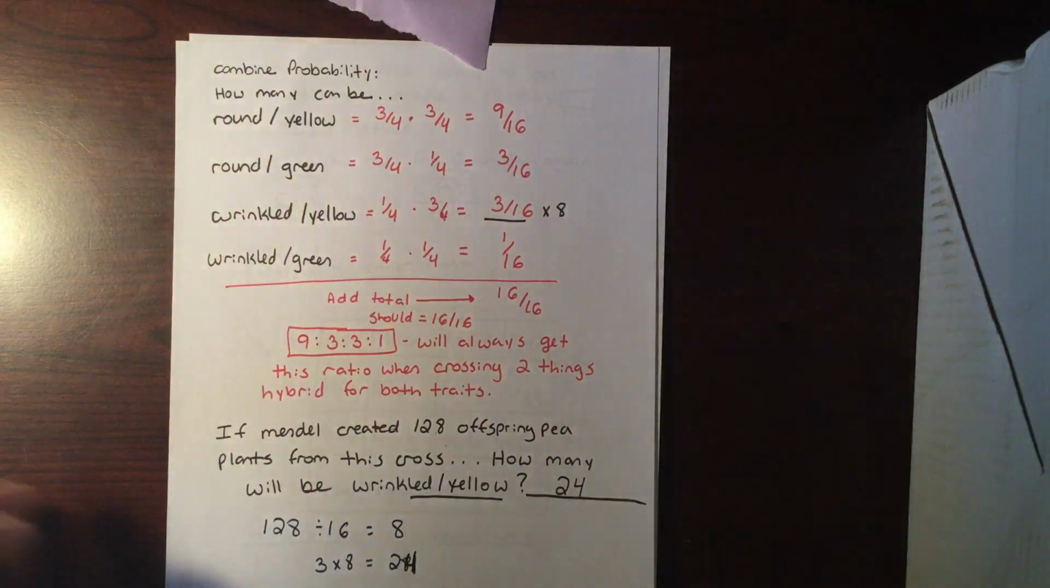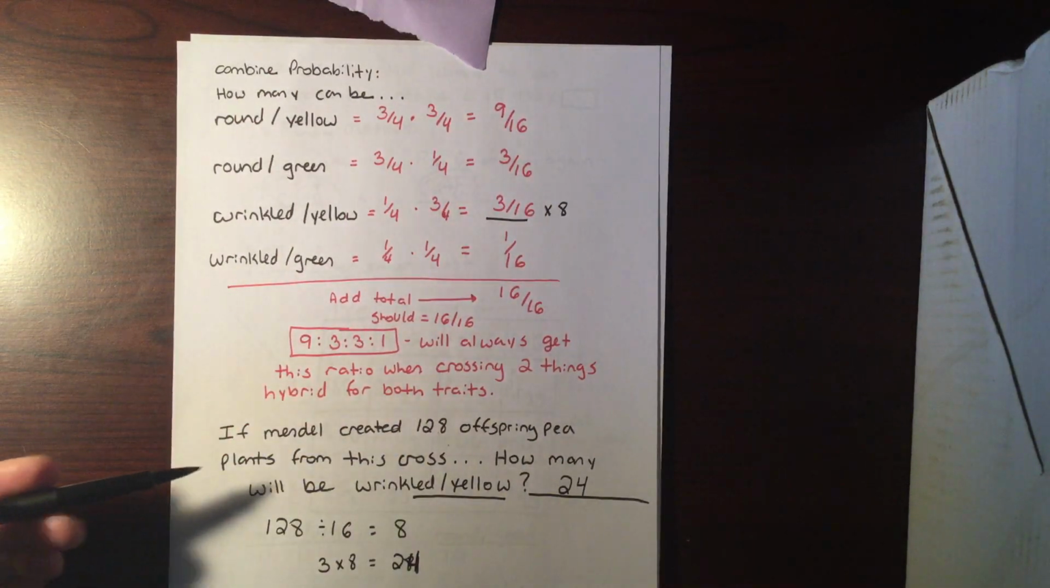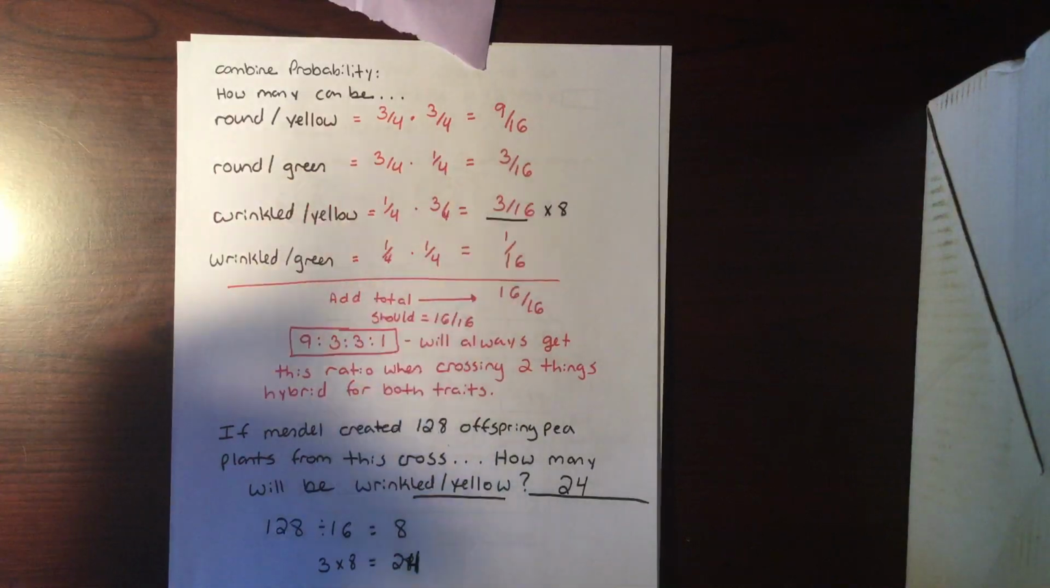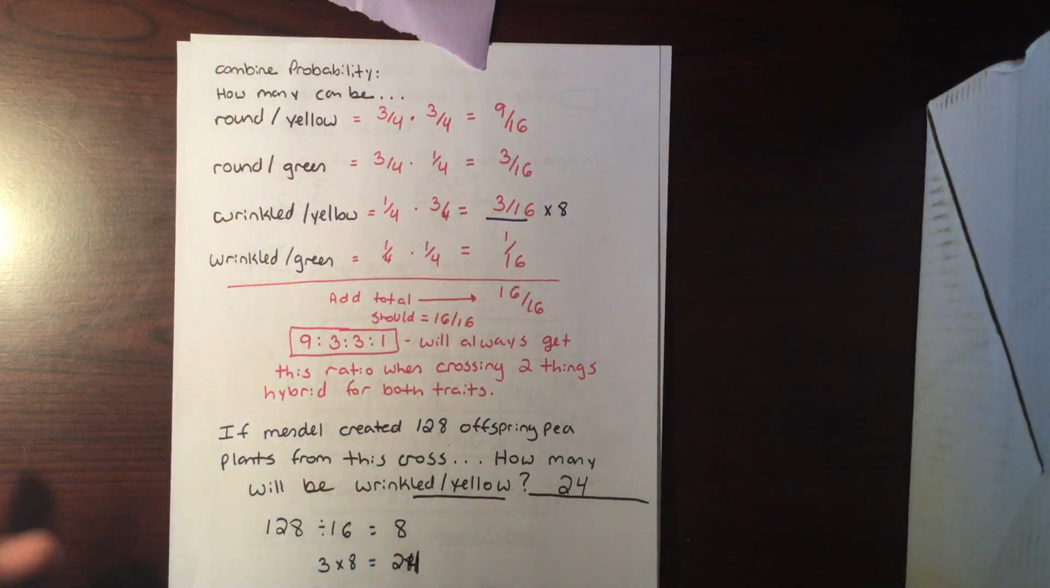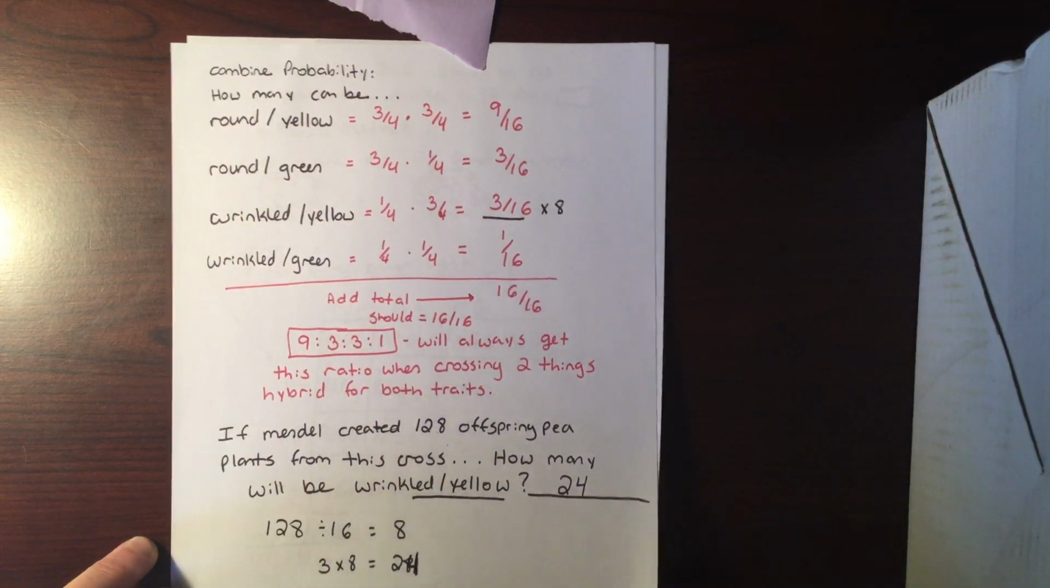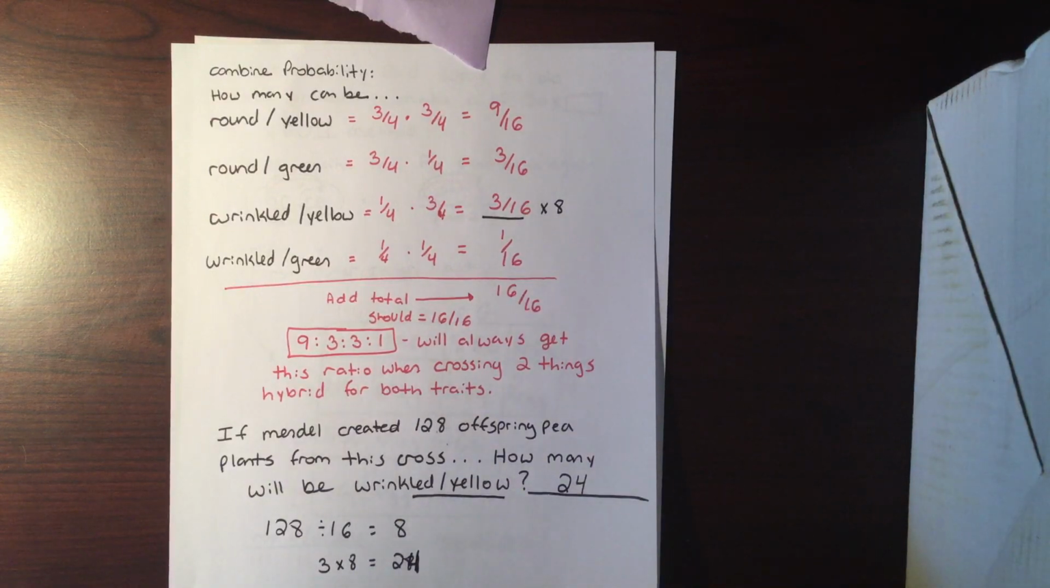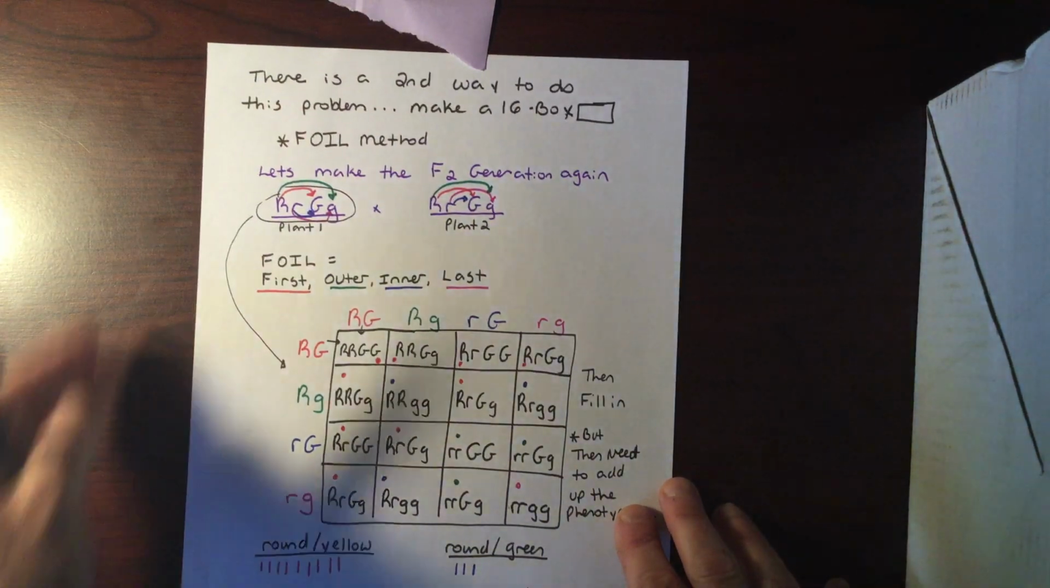Usually if I give you a problem like that, I'm going to give you something that is divided by 16. I'm not going to make you guys do fractions or anything like that. So maybe I'll do 64 or 32 or something along those lines. There is a second way to do this.